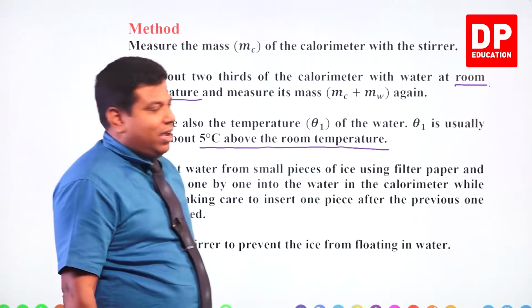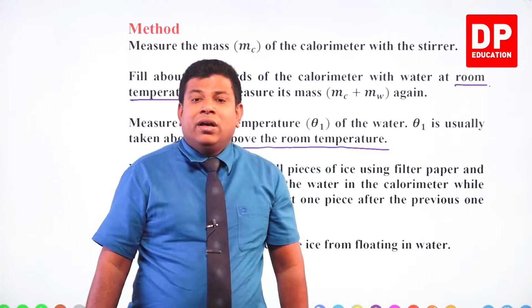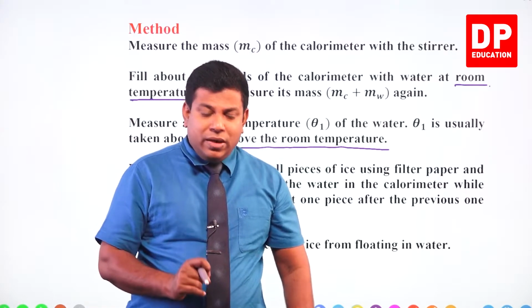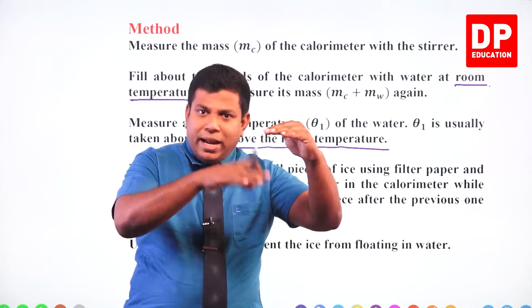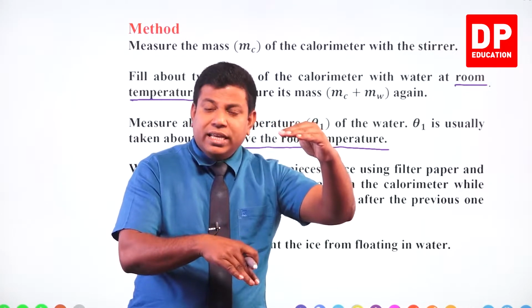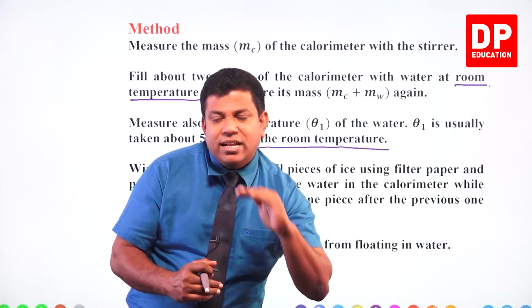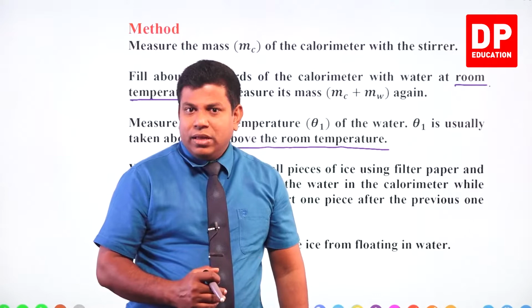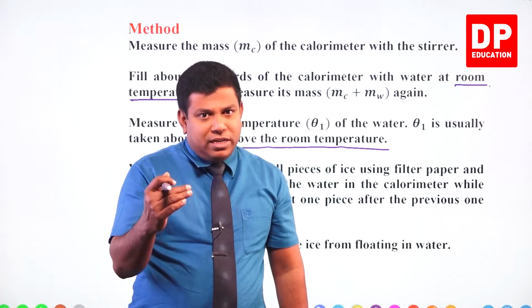Why do we increase the temperature by 5 degrees? Because if you start at room temperature itself, let's say room temperature is 30, you keep adding ice cubes. Let's say the end temperature is 20. So 30 to 20 would be the range of your experiment temperature.